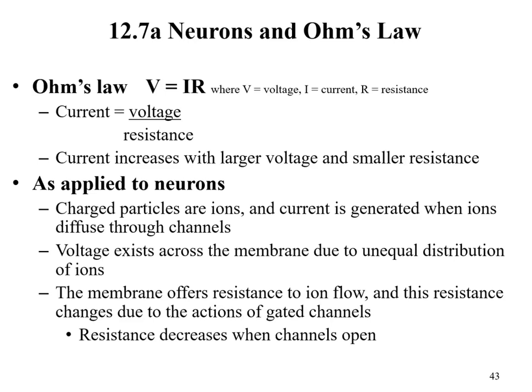As applied to neurons, charged particles are ions, and the current is going to be generated when ions diffuse through those channels. Voltage exists across the plasma membrane due to unequal distribution of ions, we know that. And the membrane offers resistance to ion flow, and this resistance changes due to the actions of gated channels. So your resistance is obviously going to decrease when those channels open.